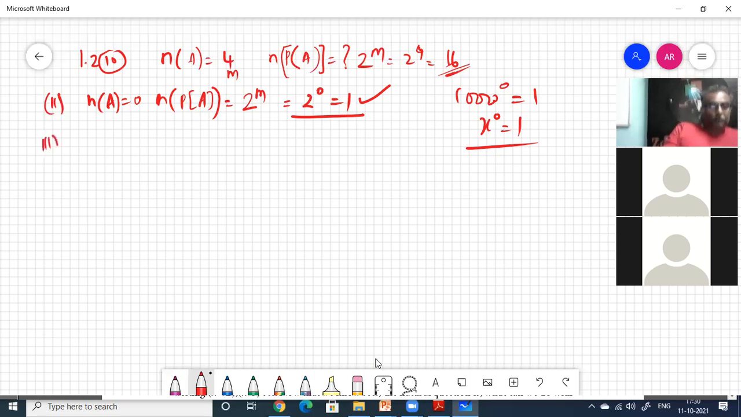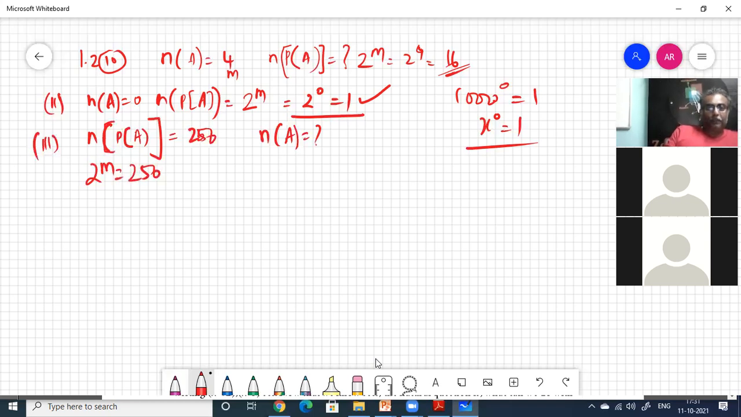Now you come to an important one. n of P of A is equal to 256. Find the reverse. Now find n of A. The power set n is 256. Find A. That means 2 to the power of n is 256. What is n? Tell me now.